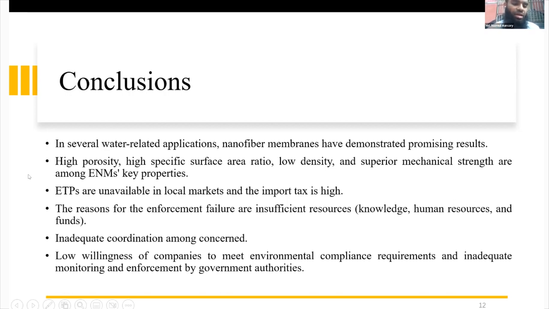ETPs are unavailable in the local market in my country, and the import tax is high. The reasons for the enforcement failure are insufficient resources such as knowledge, human resources, and funds, inadequate coordination among those concerned, low willingness of companies to meet environmental compliance requirements, and inadequate monitoring and enforcement by government authorities.